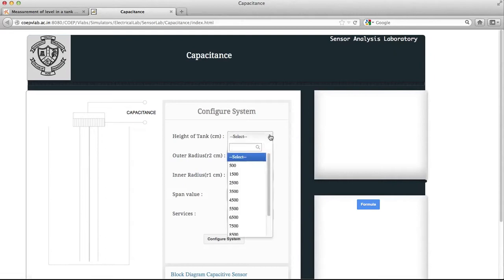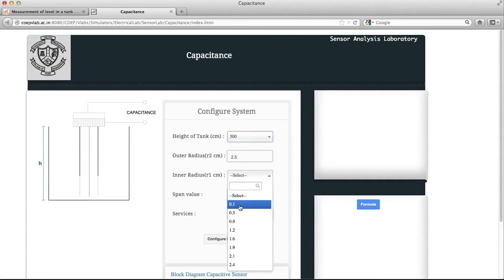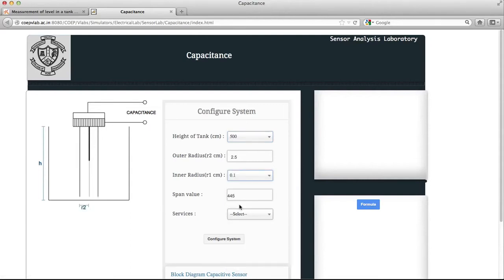You have to configure the system for a particular height of the tank. For example, the height of the tank is 500, the radius is 2.5, the outer radius of the probe is 2.5, and the inner radius is 0.1, suppose 0.1 centimeter, which we have taken. Now because of the clearance at the bottom, the span value will become 445 and not 500.